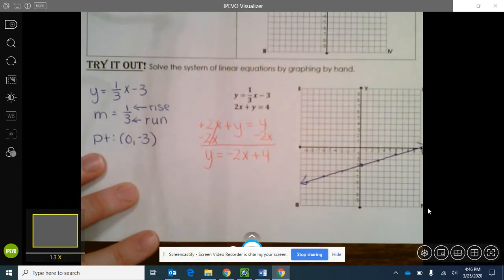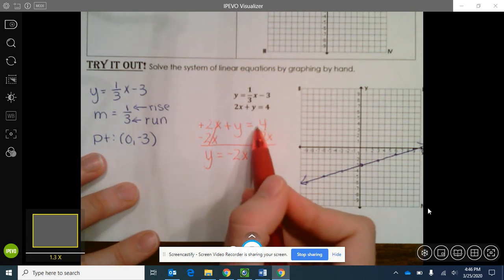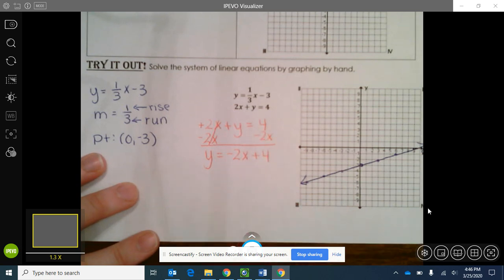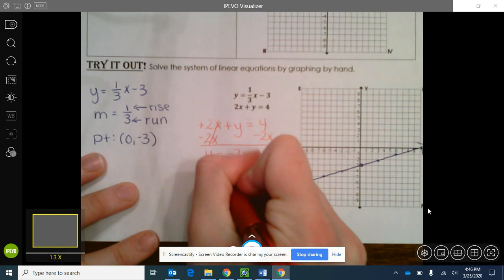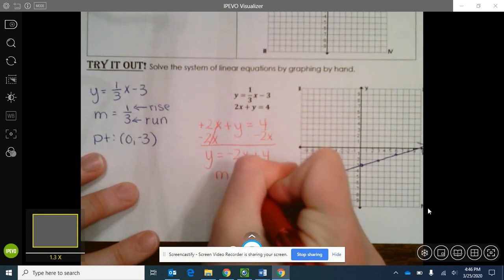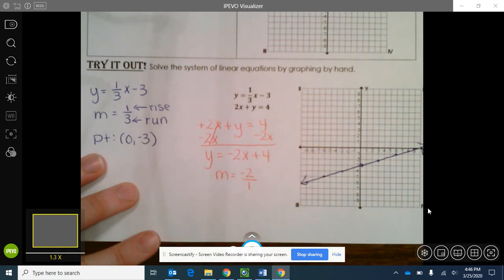So when I subtract 2x from both sides of the equation, I get y equals -2x, and then this 4 was positive. If you look to the sign out in front of it, there wasn't a sign, so it's a positive 4, so +4. So my slope is going to be -2, or -2/1, written as a fraction.